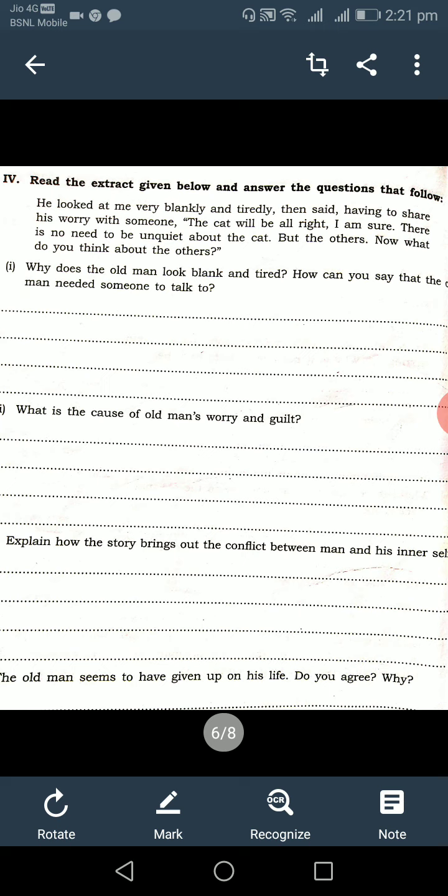How can you say that the old man needed someone to talk to? The manner in which the old man engaged in a conversation with the narrator and told him about his village and his animals shows that he really needed someone to talk to. What is the cause of the old man's worry and guilt? The old man believed that he must watch over the cat, the goats and the pigeons in San Carlos. The man was not able to fulfill his responsibilities, so he was guilty.